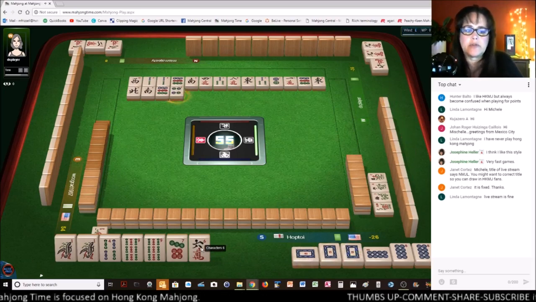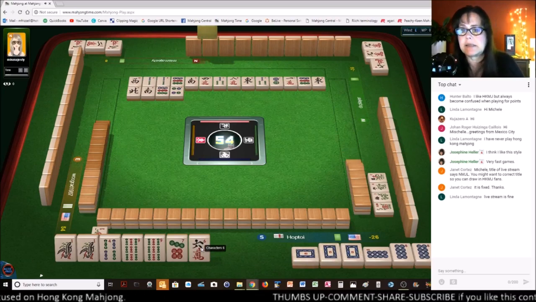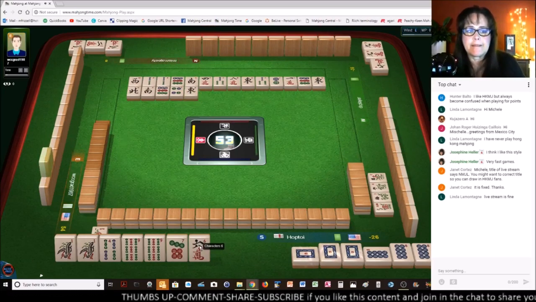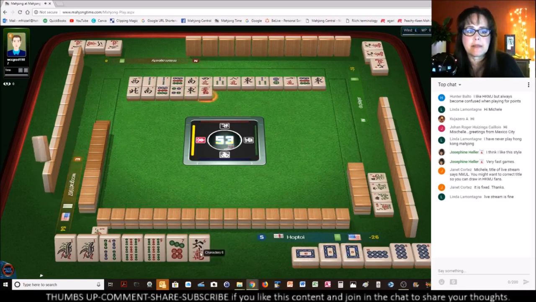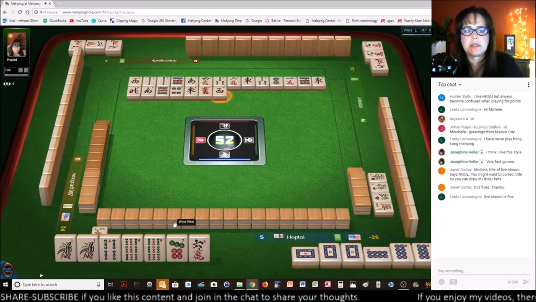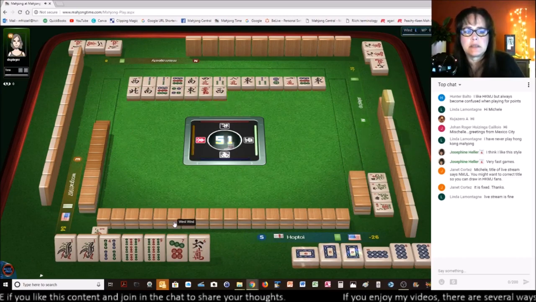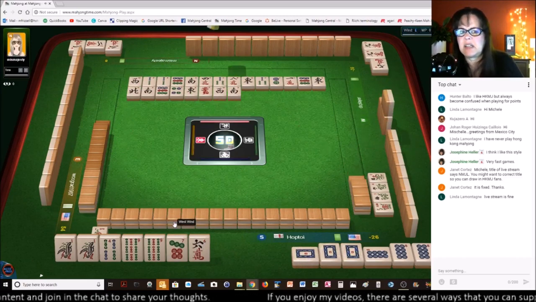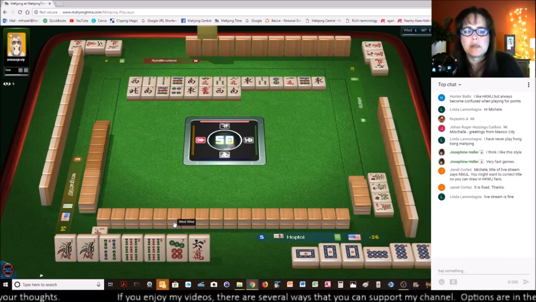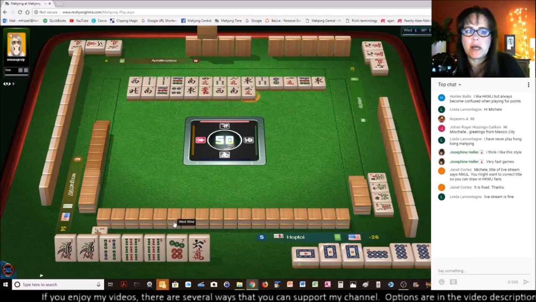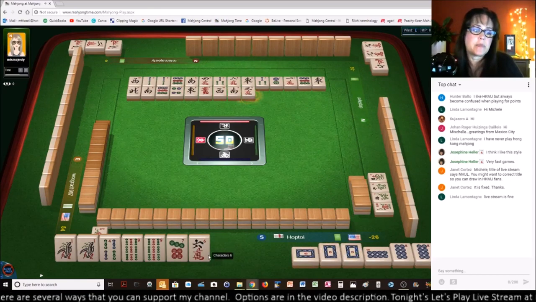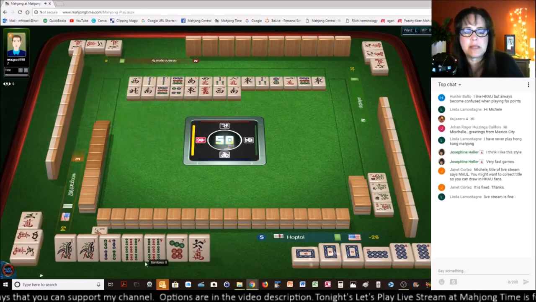None are out: the four bam, seven dot, and six crack. None of those are out. East wind. Red dragon. We're south. West wind. That west wouldn't have been any additional wind score for us. Our winds are out. South seat, there are two green out, characters. So we won't get a pung of south. We need to pung the one and the nine bam.